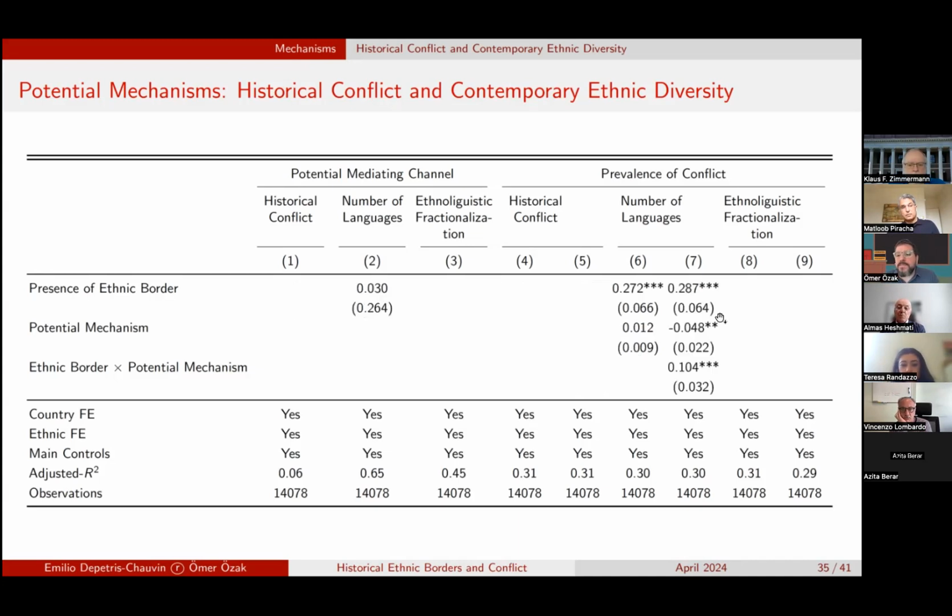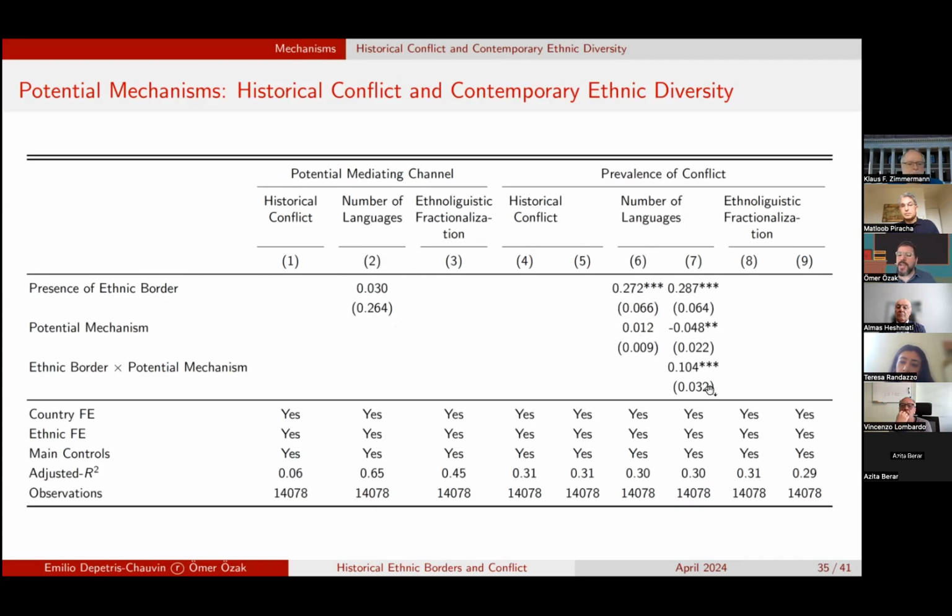Then we look at the effect of contemporary diversity by first measuring just the number of languages that you have in a cell. And we see that there is no strong correlation between the presence of the ethnic border and just the number of languages spoken, or basically contemporary groups, if you want. We see that the number of groups also doesn't seem to affect, right, and doesn't affect our coefficient either.